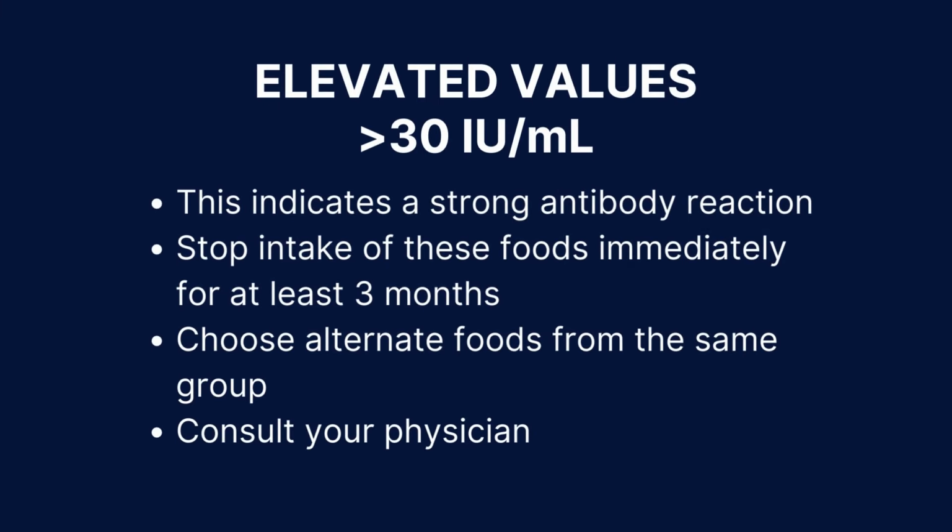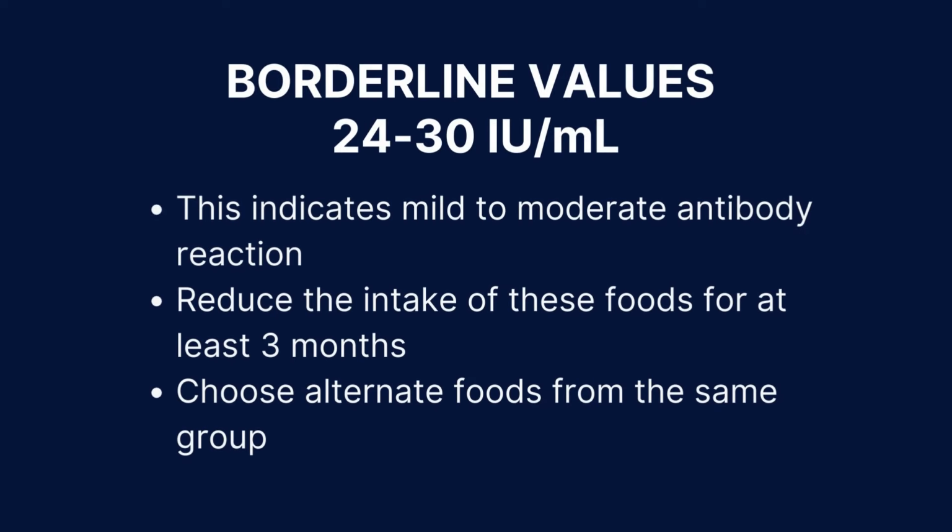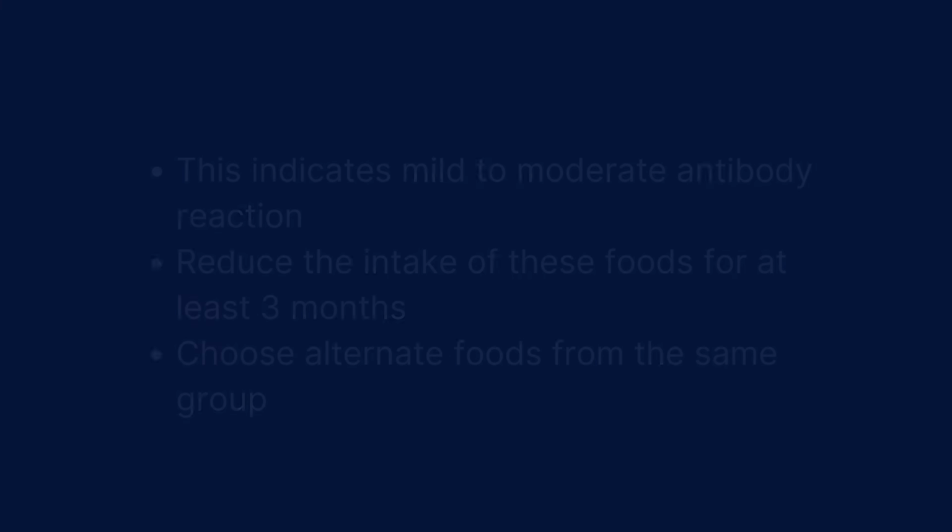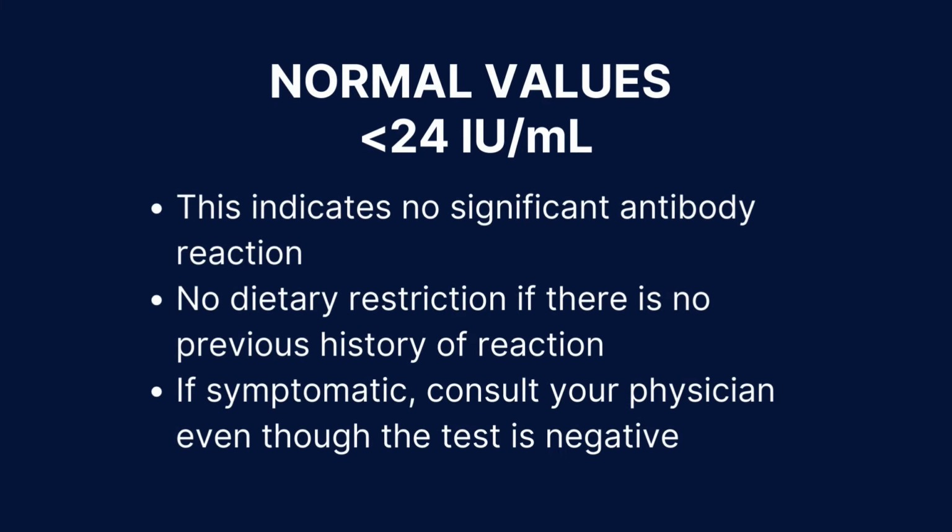In order to quantify the reaction shown in the test findings, each food item or component is given a value as part of the food intolerance test score. The values may be categorized as mild, moderate, severe, or numerical on a scale from 0 to 4. For this template, this is the interpretation of the results. Elevated values, which indicate a strong antibody reaction, borderline values, which indicate a mild to moderate antibody reaction, and normal values, which indicate no significant antibody reaction.